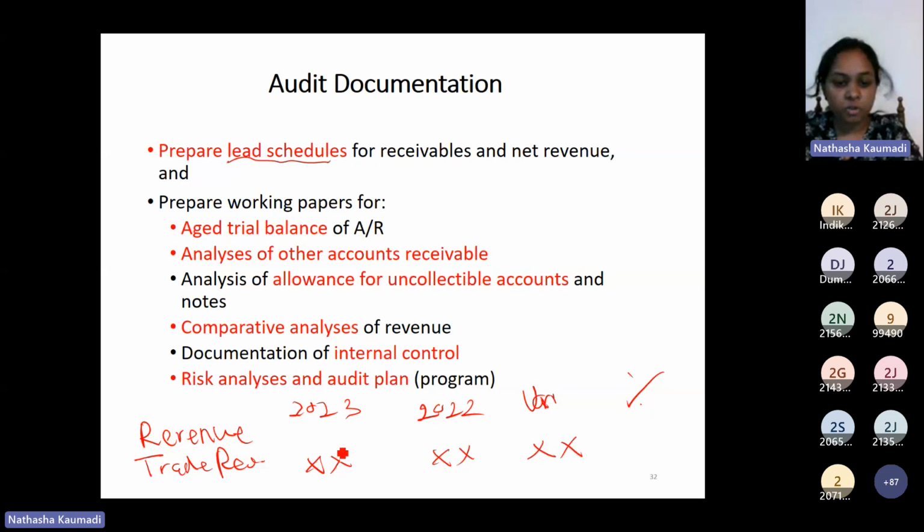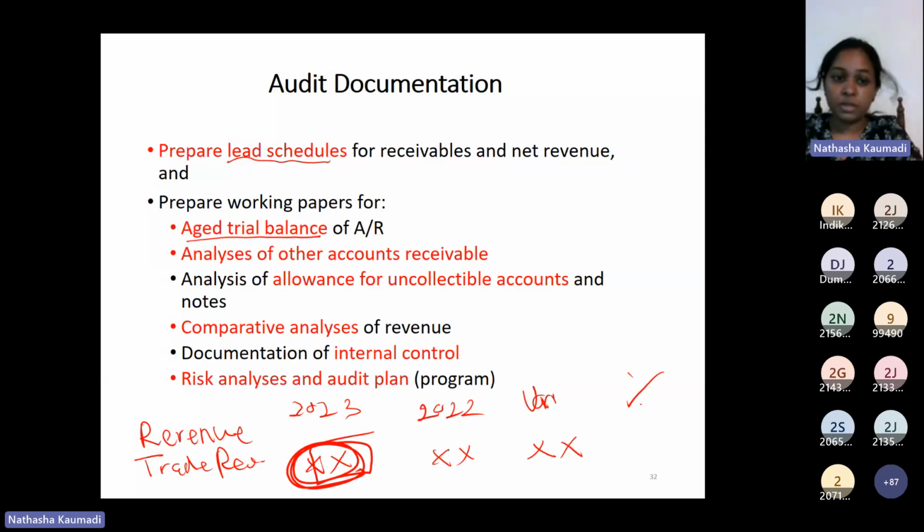This lead schedule value, this year value should link to detailed breakups later. So in the next one, you will have a breakup. Breakup can be segment wise, breakup can be product wise, geographical breakups, different breakups can be there. Okay, so lead schedules, and then you need to document the aged trial balance.